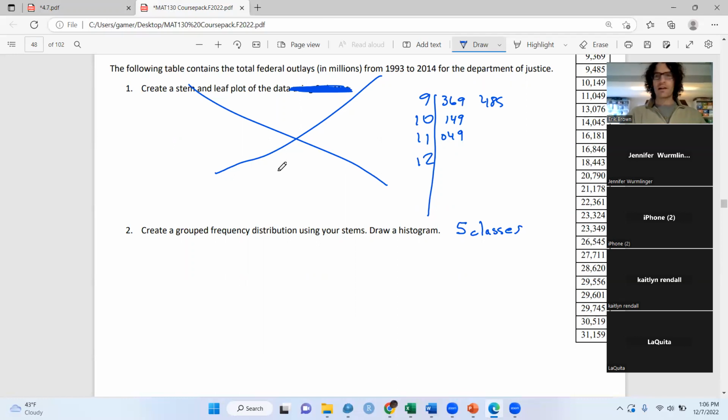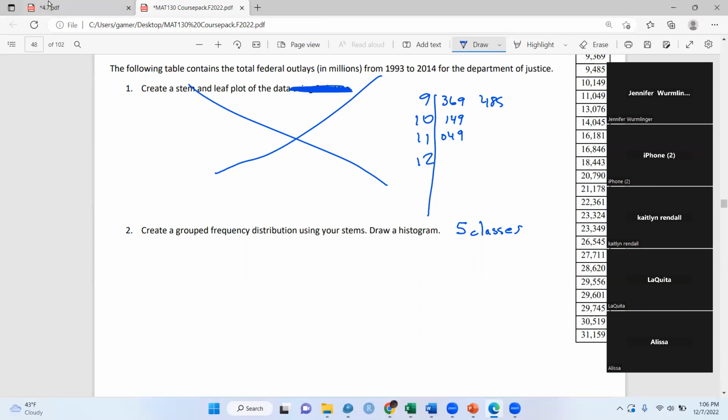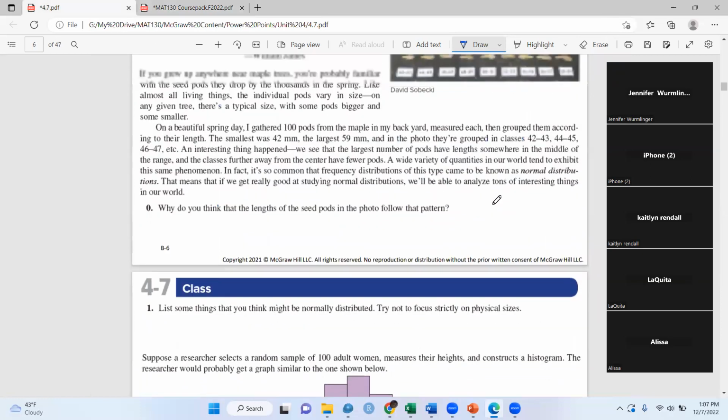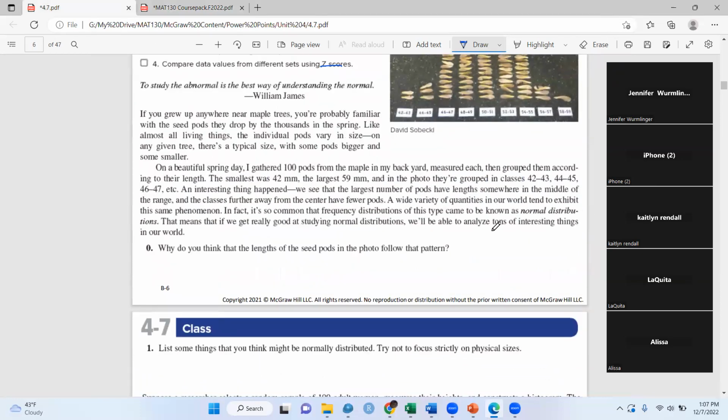Okay. Any other questions y'all got? All right. So what happens with the normal distribution, or when data is normally distributed, is that the majority of the data values fall in the center of the data set, meaning the mean. So a normal distribution has a center that's equal to the mean. And then there's equal amounts of data going in either direction.